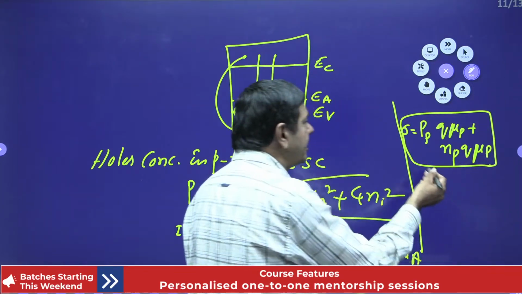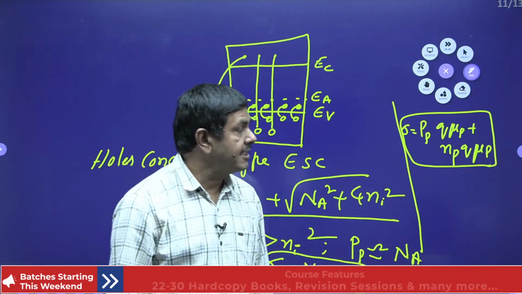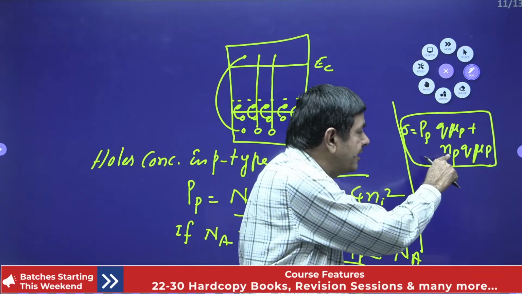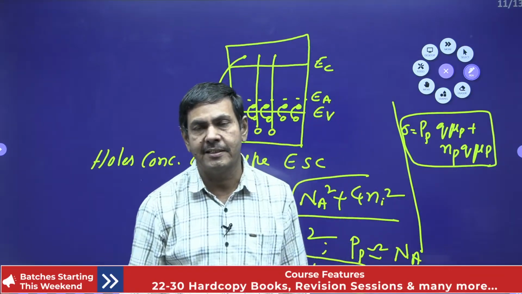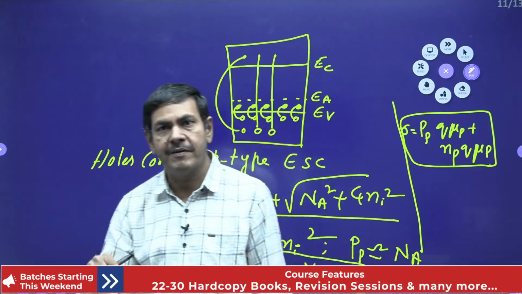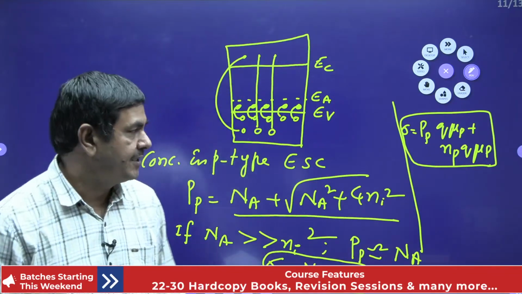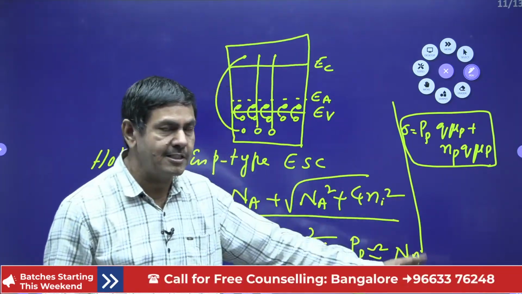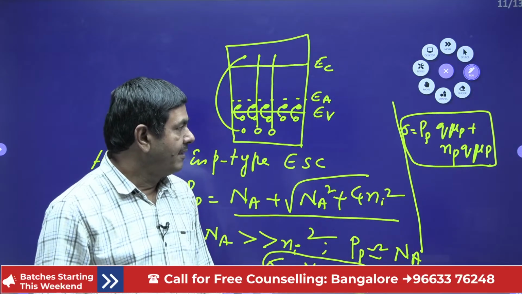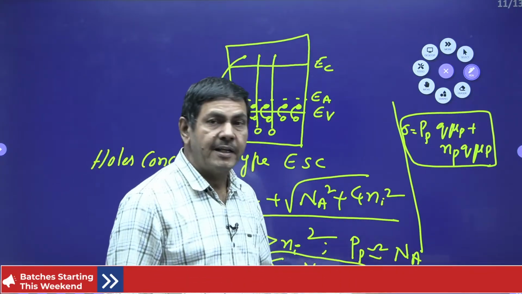But the concentration of the electrons in the p-type semiconductor can be calculated by the mass action law only. I explained it in the n-type, and the same way we can calculate the concentration. We don't need to go into still more depth. That point is very important. Understand now, this way we can tackle it.